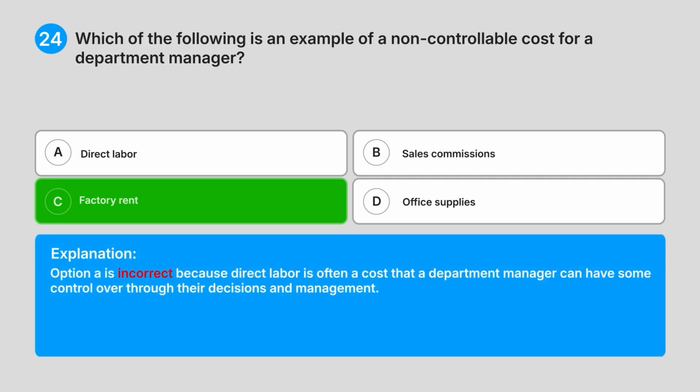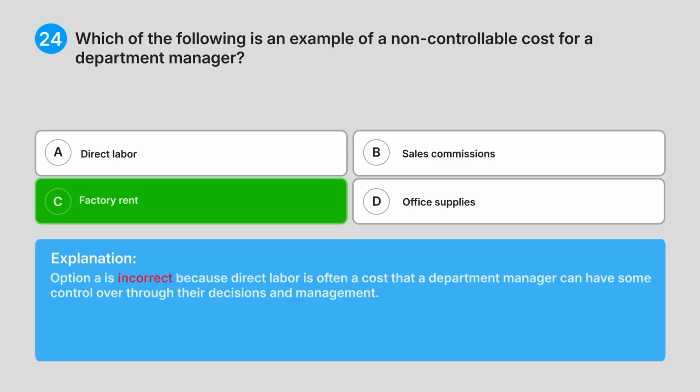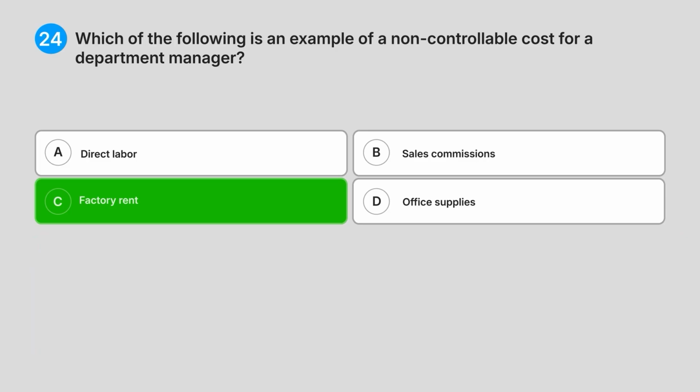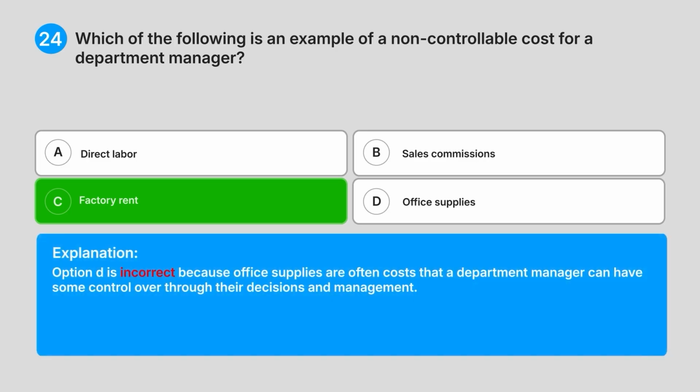Option A is incorrect because direct labour is often a cost that a department manager can have some control over through their decisions and management. Option B is incorrect because sales commissions are often costs that a department manager can have some control over through their decisions and management. Option D is incorrect because office supplies are often costs that a department manager can have some control over through their decisions and management.